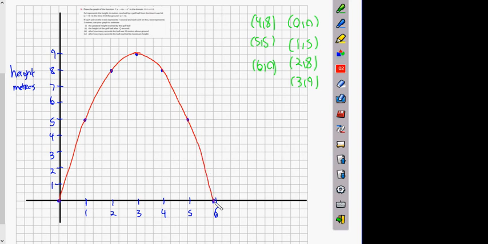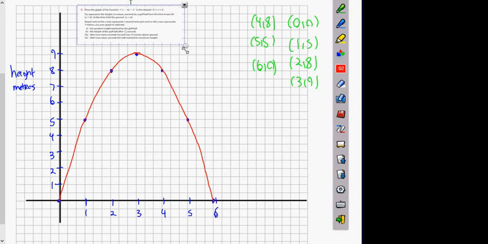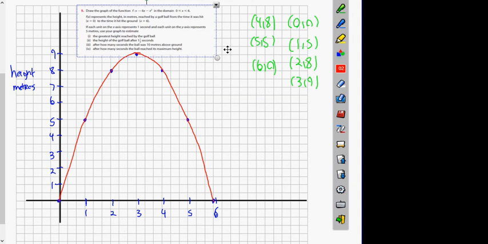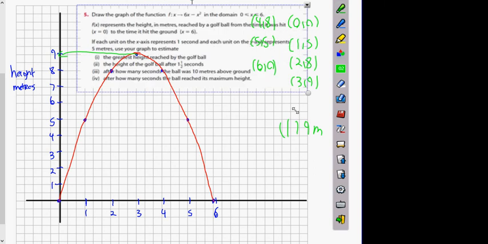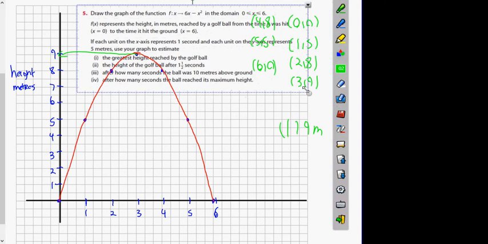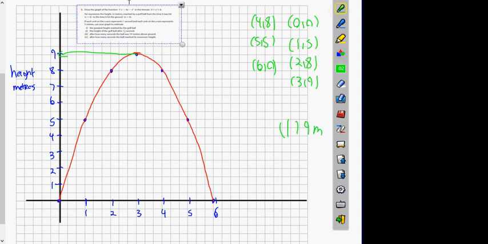What's the first question say? What's the greatest height reached by the golf ball? Can anybody tell me? 9 meters, because the height here goes across to 9 meters. So answer to part 1, 9 meters. Now, what's the question for question 2? The height of the golf ball after 1.5 seconds. Where is the time equals 1.5 seconds?